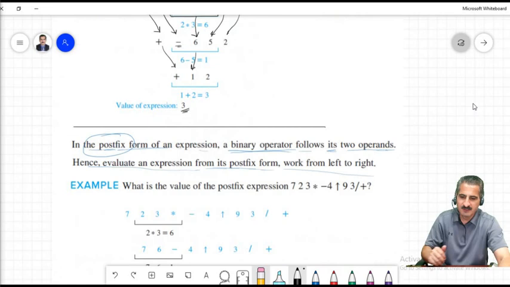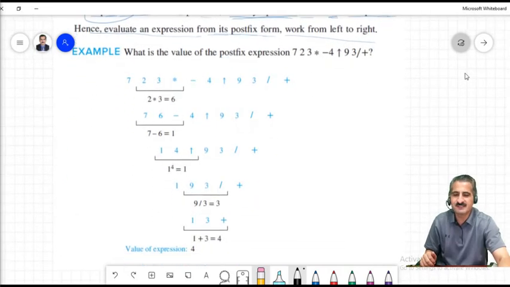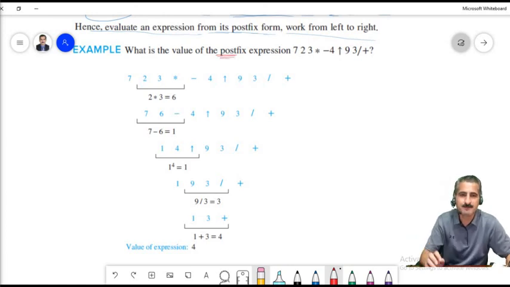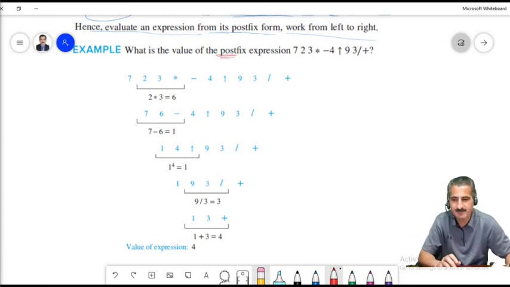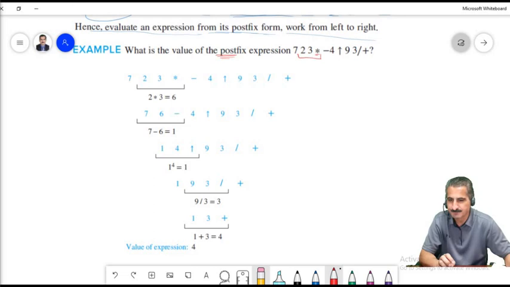Okay, now another example. What is the value of the postfix expression? So here it says it is a postfix expression. It says go from left to right. So if we go from left to right, this is the very first operation we see, and then we take the 2 operands of it. In here we are working with binary trees. Okay, so that means 2 times 3, which is 6.